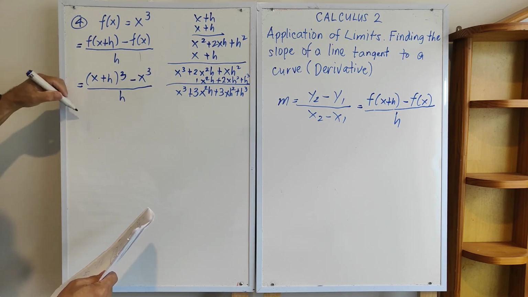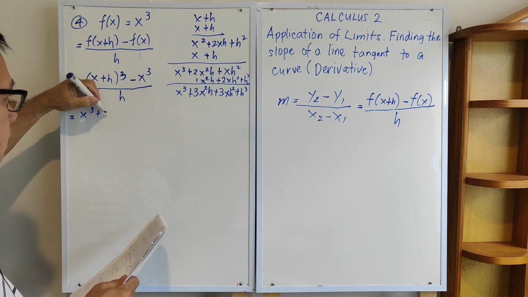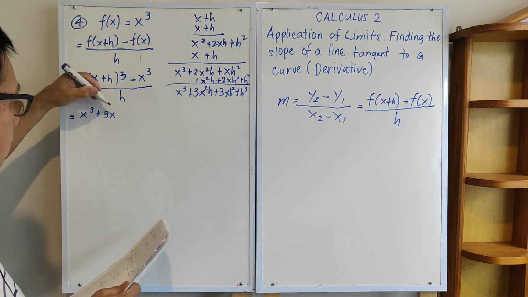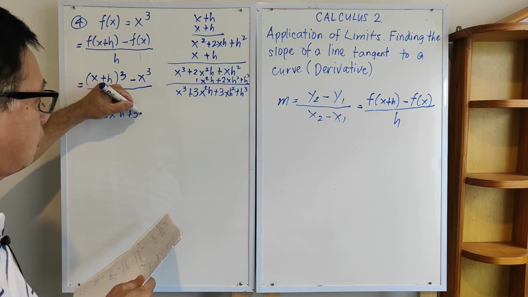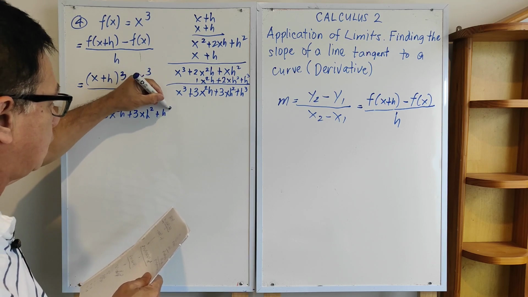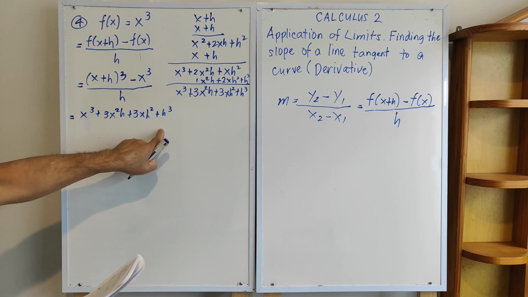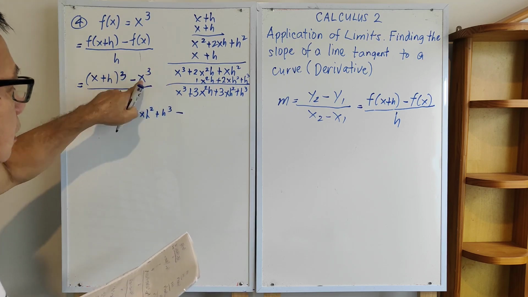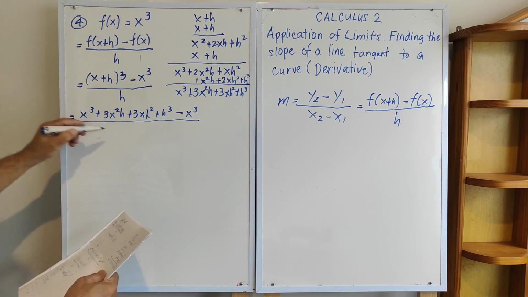I'll just make more space. So 8x cubed plus 3x squared h plus 3xh squared plus h cubed. So this is (x plus h) cubed minus x cubed, all over h.